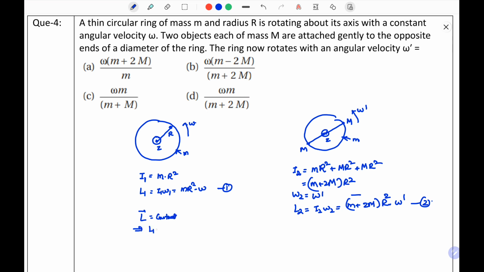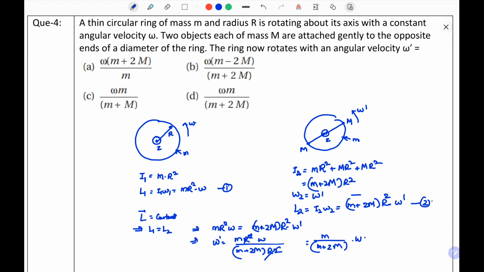This implies that L1 will be equal to L2, or we can write m into capital R square omega will be equal to m plus 2 capital M r square into omega dash. Therefore omega dash will be equal to m r square omega divided by m plus 2 capital M into r square. This r square gets cancelled, so finally it is m by m plus 2 capital M into omega. Hence option D is the correct option.